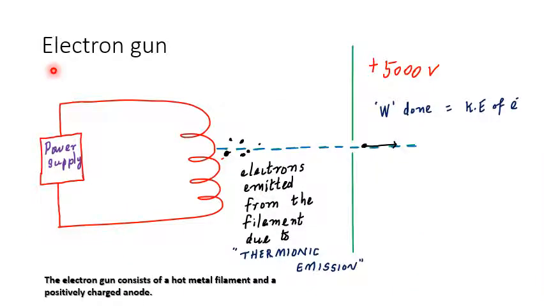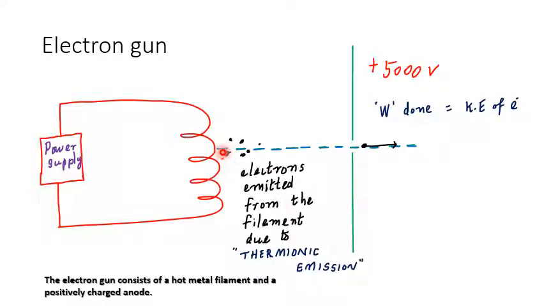This is the diagram of an electron gun. As you can see in this diagram, there is a metal filament connected to a very high voltage power supply. There is a positively charged anode which is connected to a very high positive voltage. When the filament becomes hot, it starts to release electrons. This phenomenon is called thermionic emission. The emission of electrons by heating a metal is called thermionic emission.